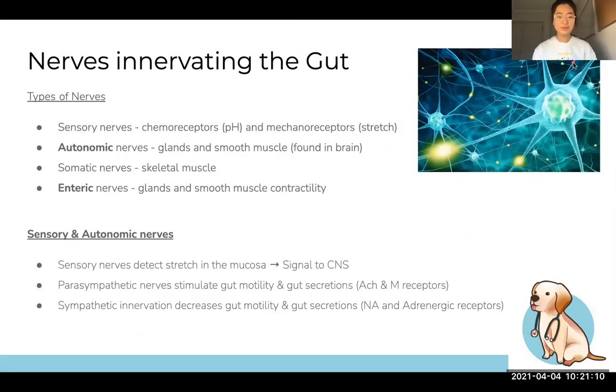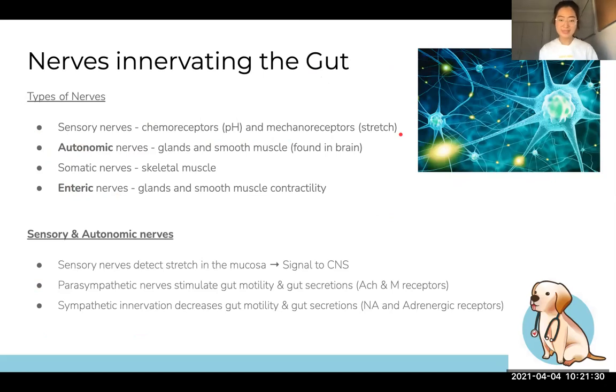Okay, so nerves innervating the gut. We'll talk about 4 in general. The main ones you need to know are enteric and autonomic. But in terms of big picture, we've got sensory nerves that obviously send signals from the GIT to your brain. So these include your chemoreceptors and your mechanoreceptors.